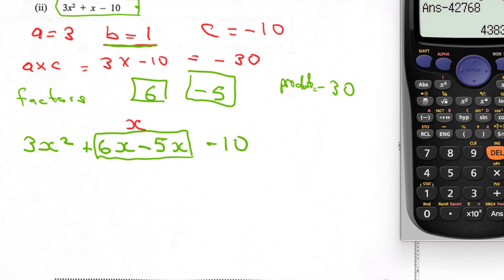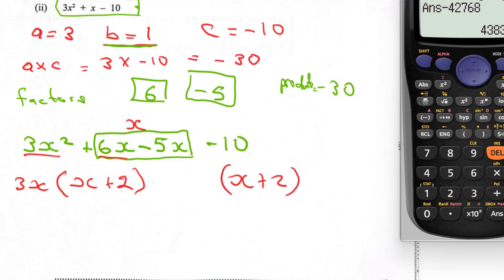Now, what is common to 3x squared and 6x? It is going to be 3x. And what is going to be in the bracket for the first two terms? It's going to be x plus 2. Now, once we find the first bracket, we can write it back, x plus 2. We need to find a number to multiply this second bracket by to give us back the last two terms, that is minus 5x and minus 10.